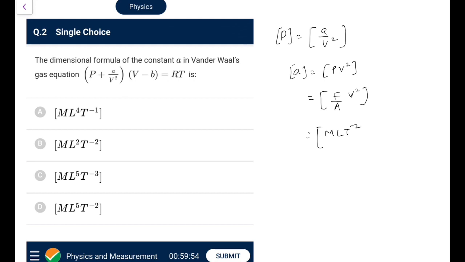What is force? Force, I always advise my students to remember, is mlt minus 2. Energy is ml2 t minus 2. Area is L2, and V square you can write as L to the power 6. So it comes out as ml to the power 5, and t to the power minus 2. Which of the options matches? Option D again. So that would be the answer.